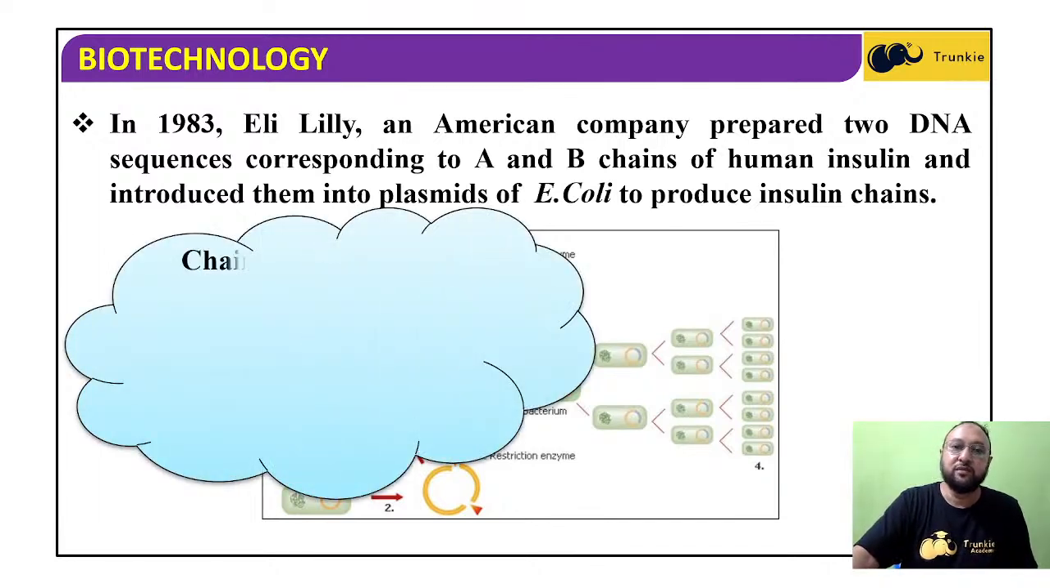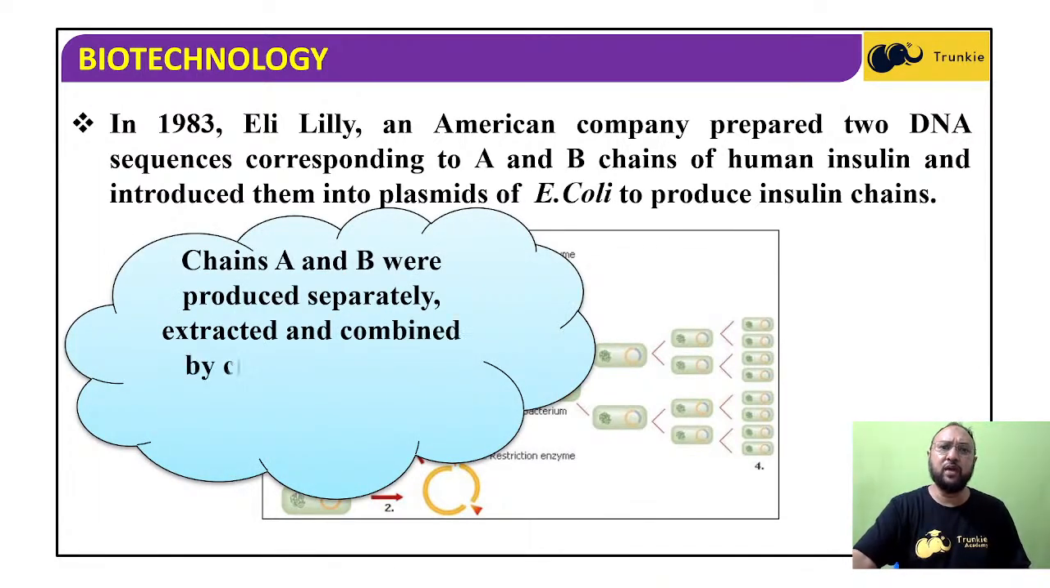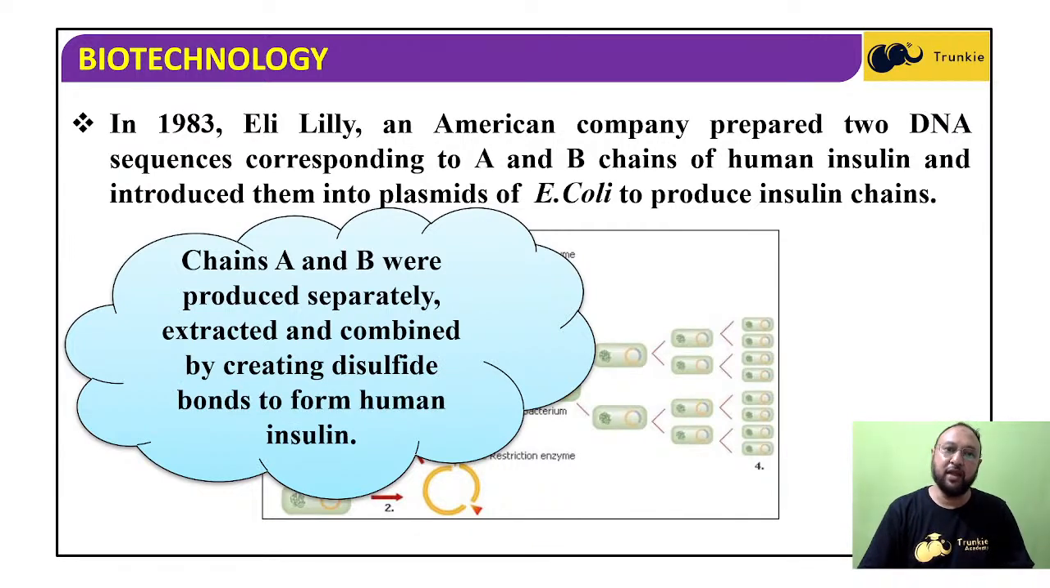Chains A and B were produced separately, extracted, and combined by creating a disulfide bond to form human insulin. They were produced separately so that it will be easy to manage, because A chains are produced and B chains are produced separately, so there will be no confusion and no mixing. Then the A chain and B chain are joined with the help of the sulfide bond, like the sulfide bridge between the A chain and B chain in natural human insulin.